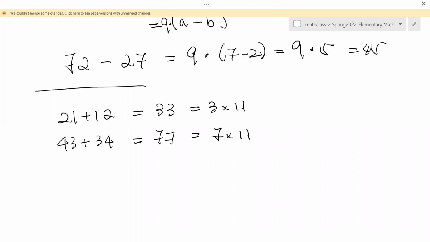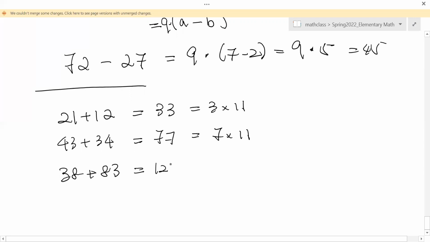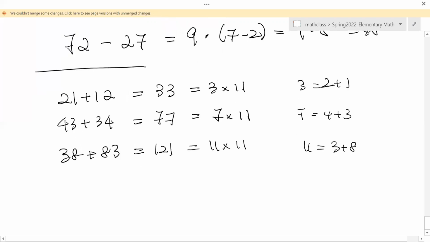All right, let's continue. 38 plus 83, so I got 121. 121 is 11 times 11. But how to get 11 here? 11 actually is the sum of the digits. And here 7 is the sum of digits. And the 3 is also the sum of digits. So now you can jump to the conclusion.